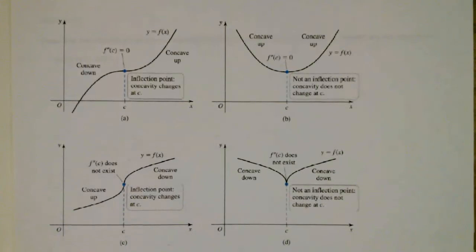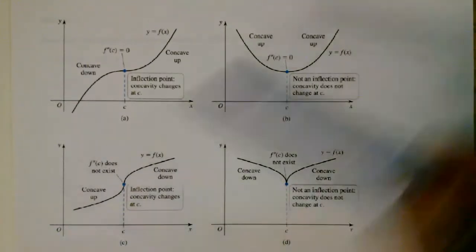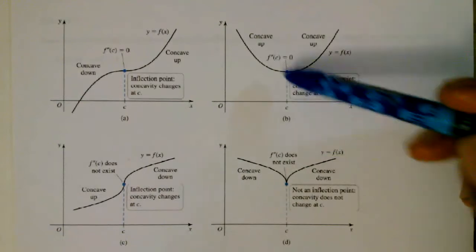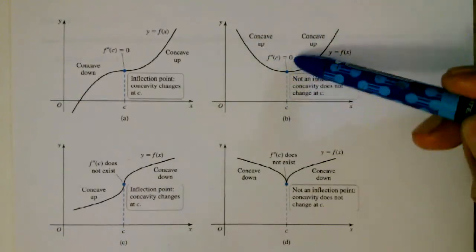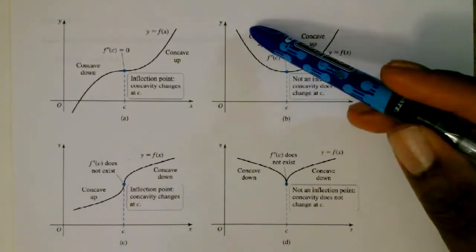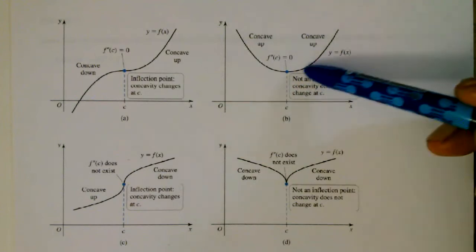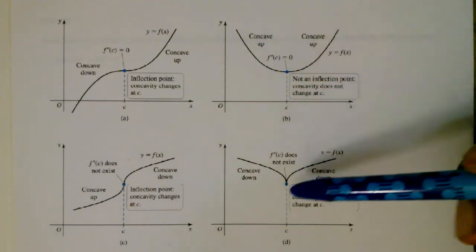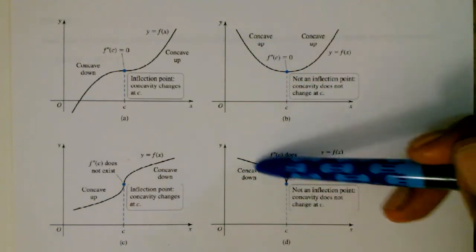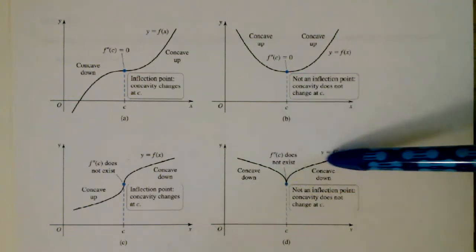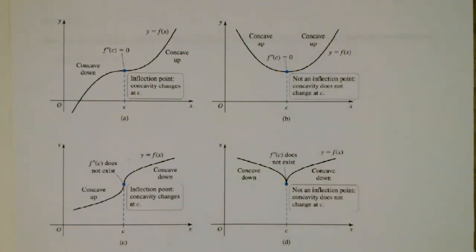As you can see, here at C is changing concavity. These two do not change concavity. So at C is C right here. To the left of it is concave up. To the right of it is still concave up. At C here is concave down on the left, but still concave down on the right. So in this case here, point C would not be an inflection point because your concavity does not change.